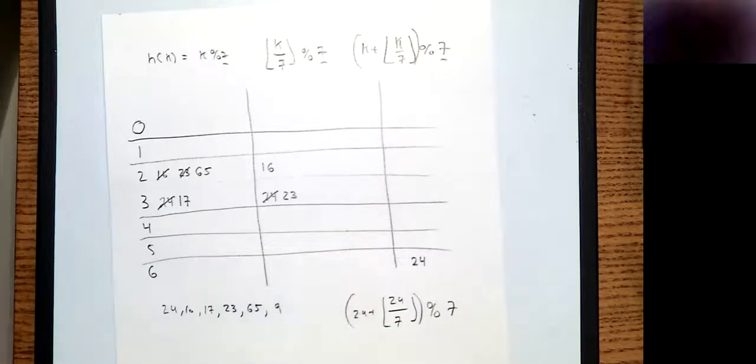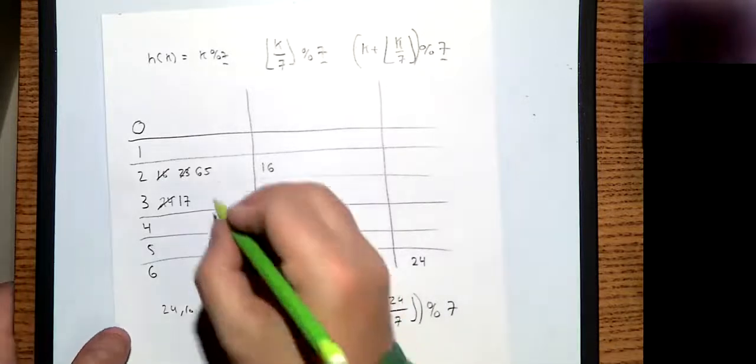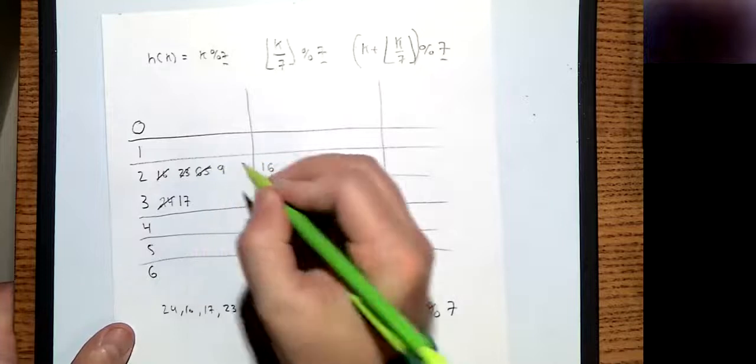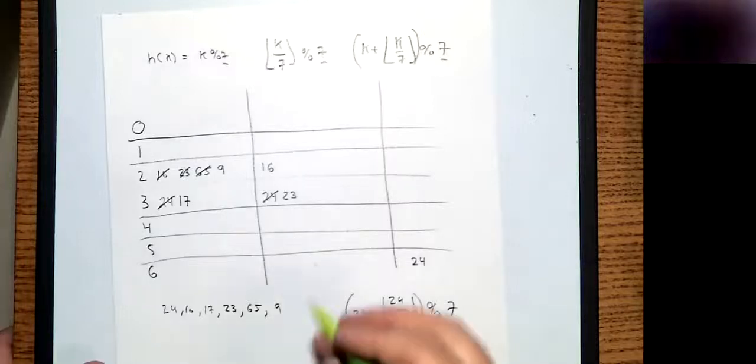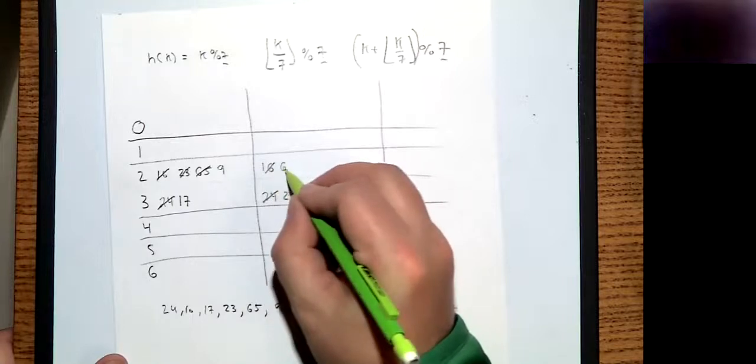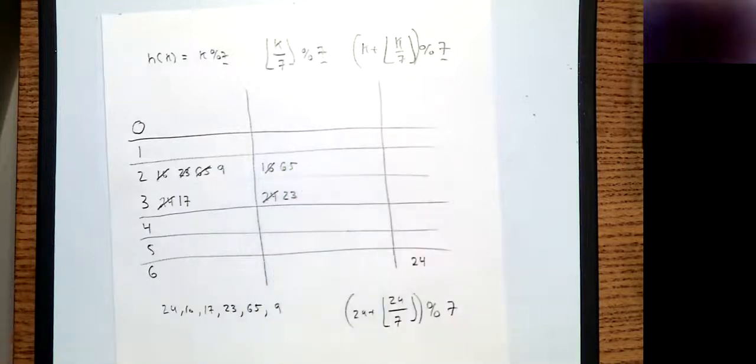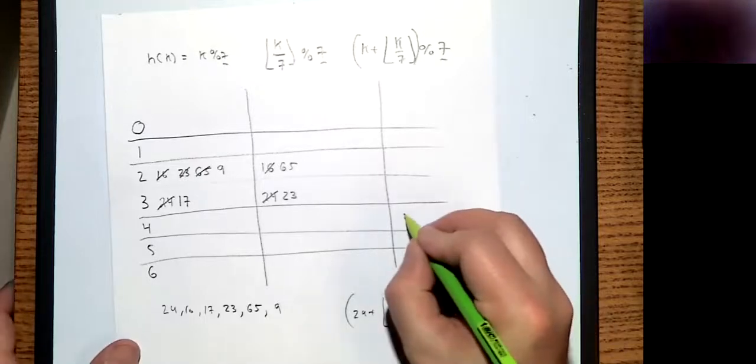9 mod 7 is 2. Now we expel 65. Now 65 divided by 7 is 9. 9 mod 7 is 2. So we put 65 here and expel 16. Then we have 16 divided by 7 is 2. 16 plus 2 is 18. 18 mod 7 is 4. So 16 ends up here.